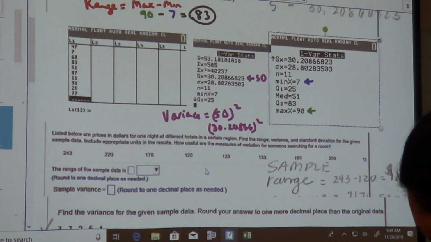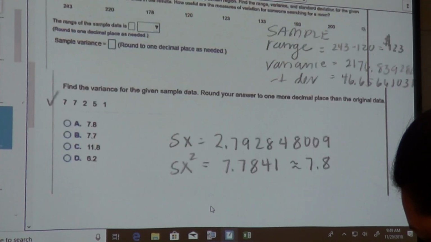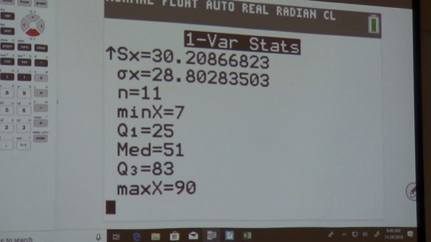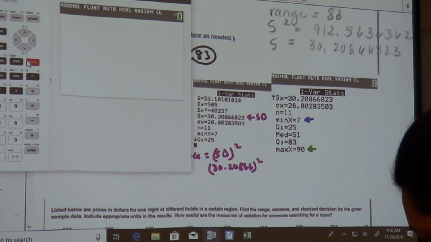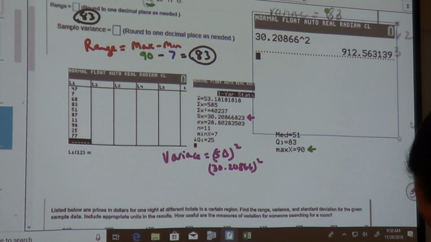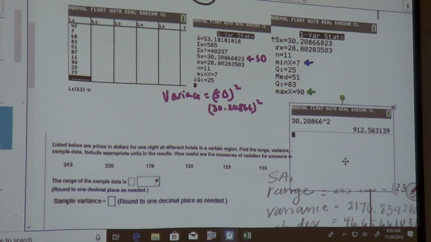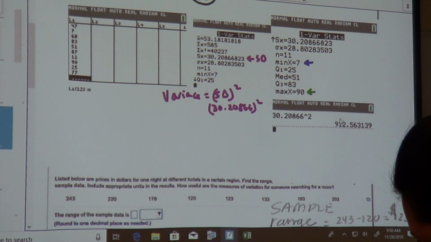And y'all, it's multiple choice, so you don't have to go that many places behind the decimal, because usually I don't have more than 1 or 2 places behind the decimal for the multiple choice answers. So I'm going to do 30.20866 to the second. So that is going to be my variance. Find a spot to put that. So my variance is going to be that.